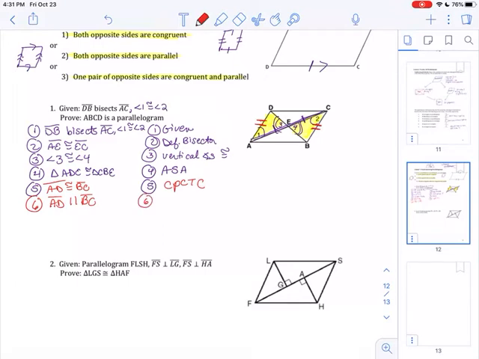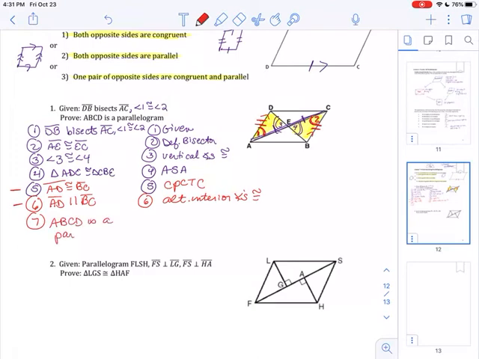I already know that angle 1 is congruent to angle 2. That makes AD parallel to BC, because angle 1 and angle 2, if you want to turn your paper sideways, are really just alternate interior angles. So since the alternate interior angles, angle 1 and angle 2, right here, I'll do them in red, are already congruent from the given, that makes AD parallel to BC.